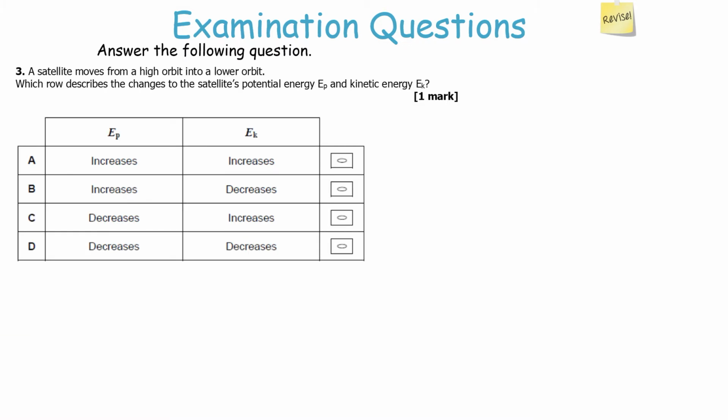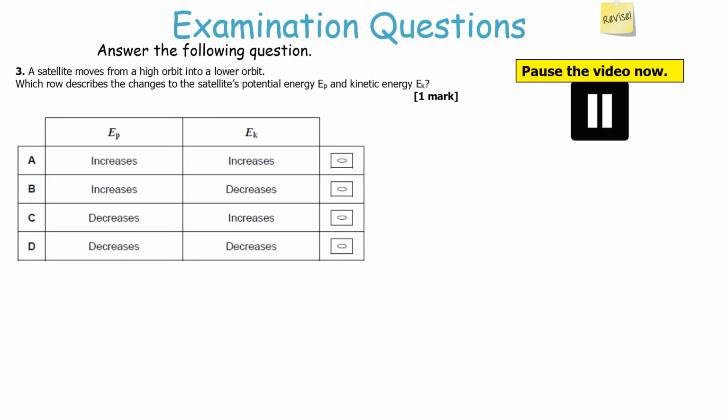Next question. A satellite moves from a high orbit into a lower orbit. Which row describes the changes to the satellite's potential energy and kinetic energy? So pause the video now, then unpause the video when you want to go through your answer.